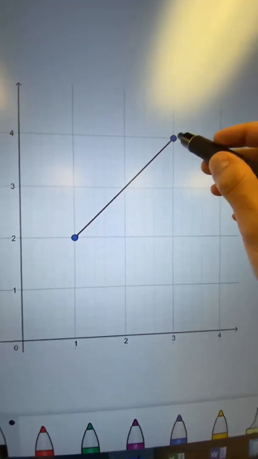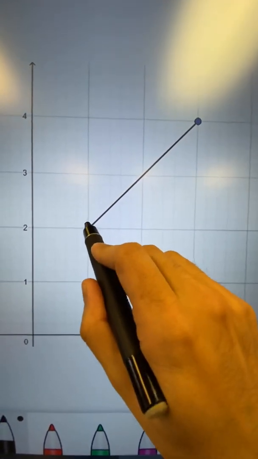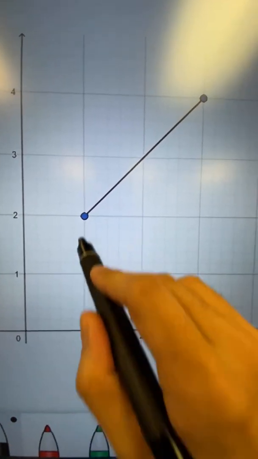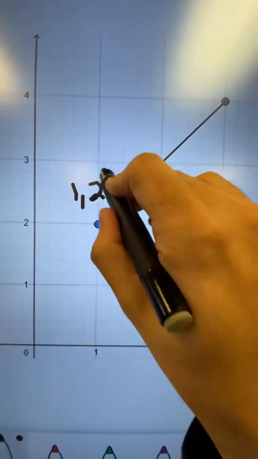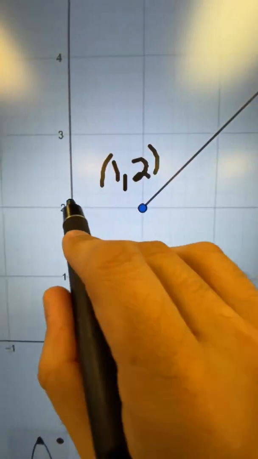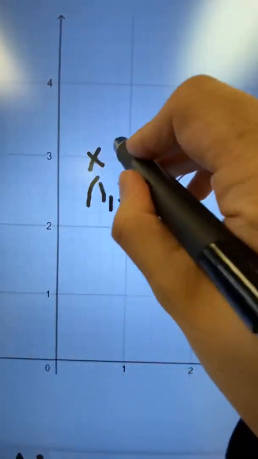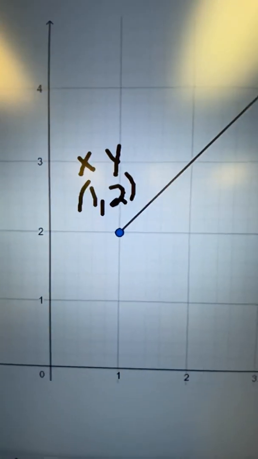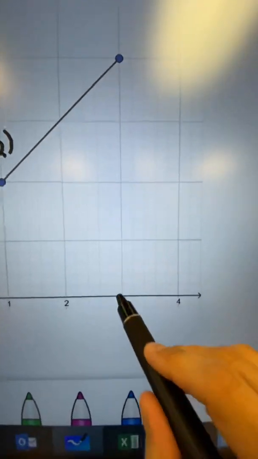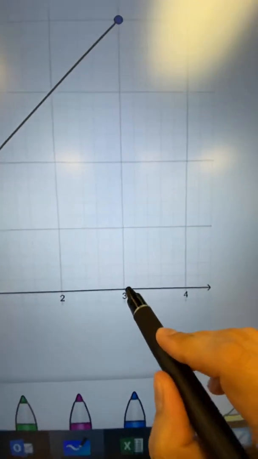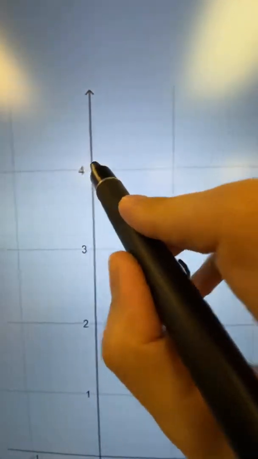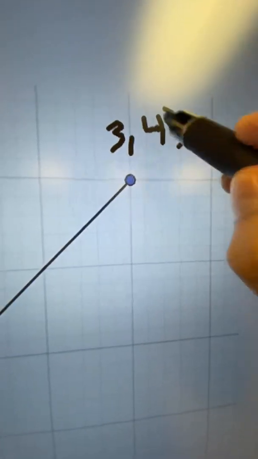So looking at this segment here, I'm going to look at the endpoints first. I can see the location of this endpoint is at (1, 2). Notice the x value for this point is 1, and the y value is 2. X is always first, y is always second. So think of it like alphabetical order. And then similarly, this point here, the x value is 3, the y value is 4. So x is always first, y is always second.